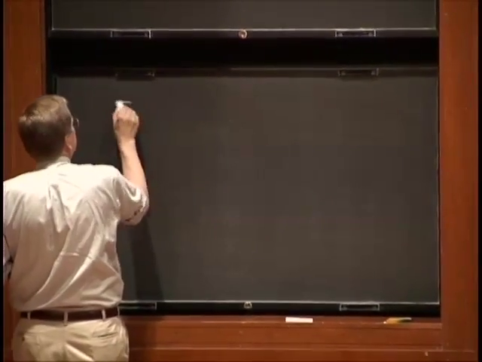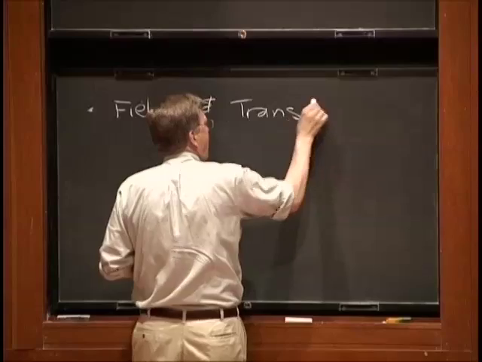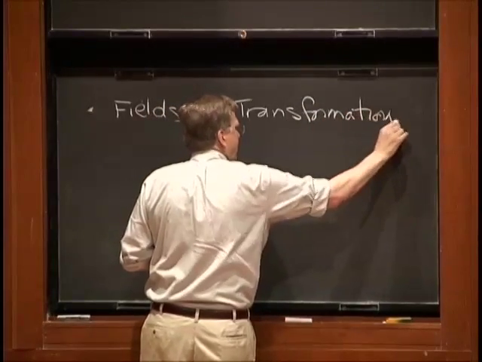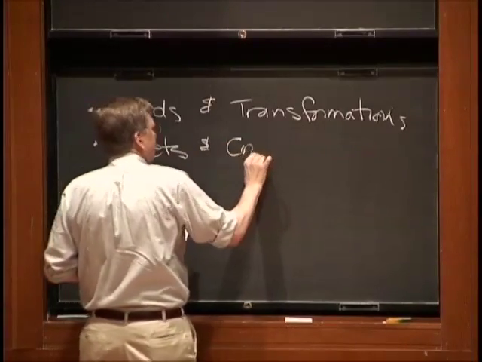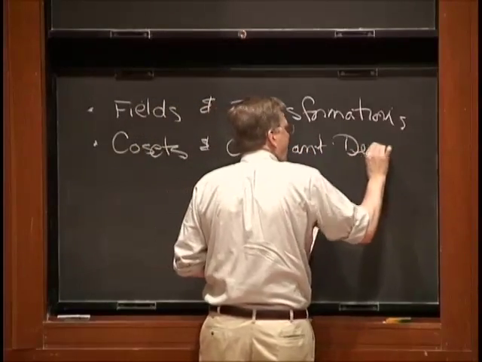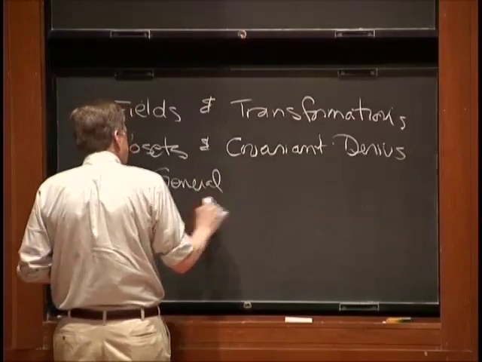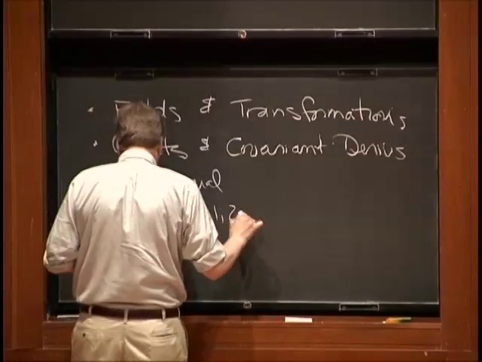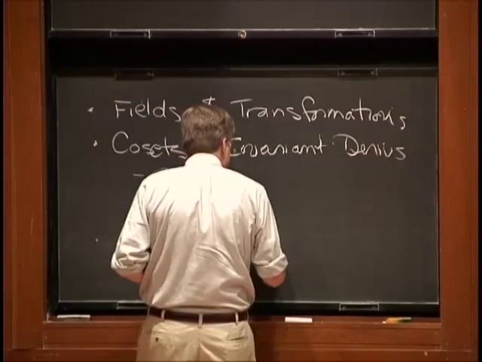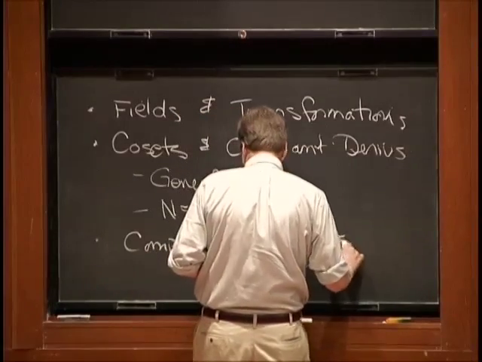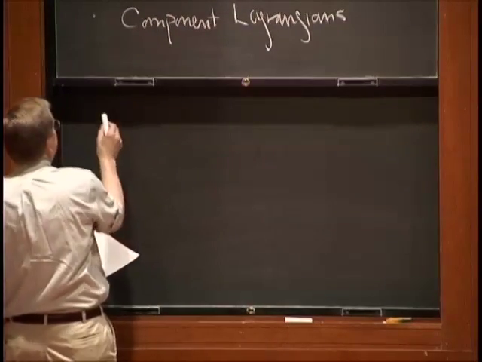I'm going to move on and talk about fields and transformations, and in the process introduce the ideas of cosets and covariant derivatives. Both in general and then in their application to n equals 0, 1, and 2. And finally, I'm going to end with component Lagrangians. And that's it for today.